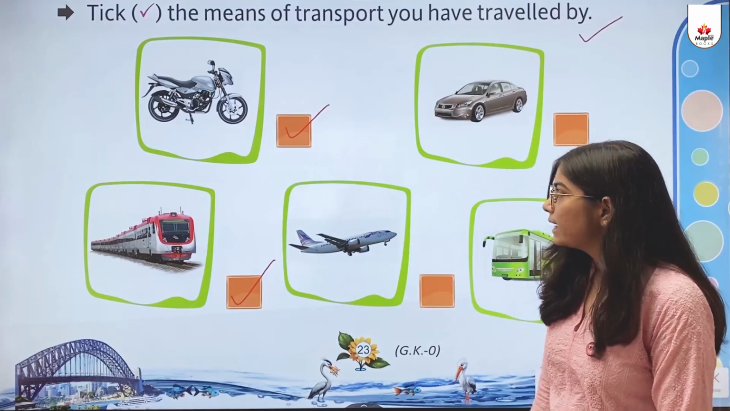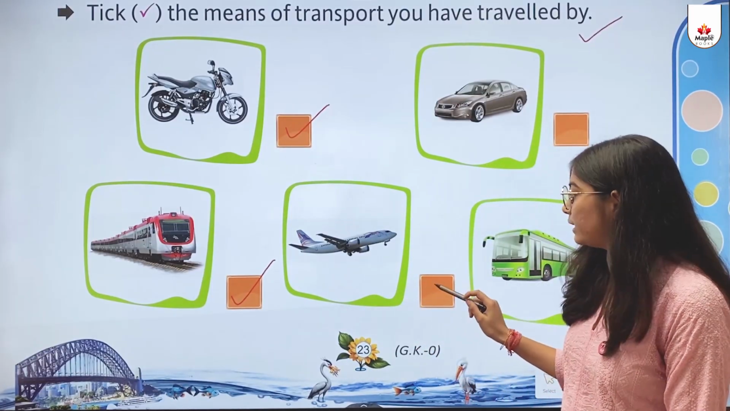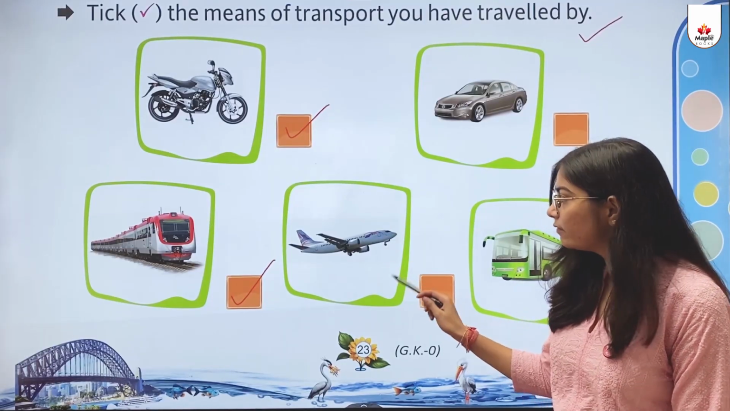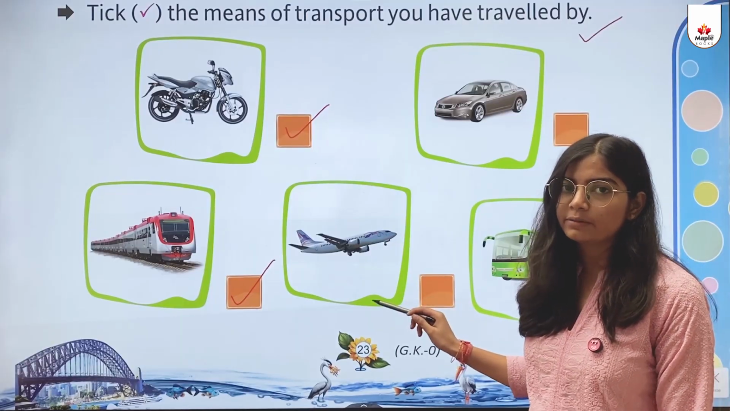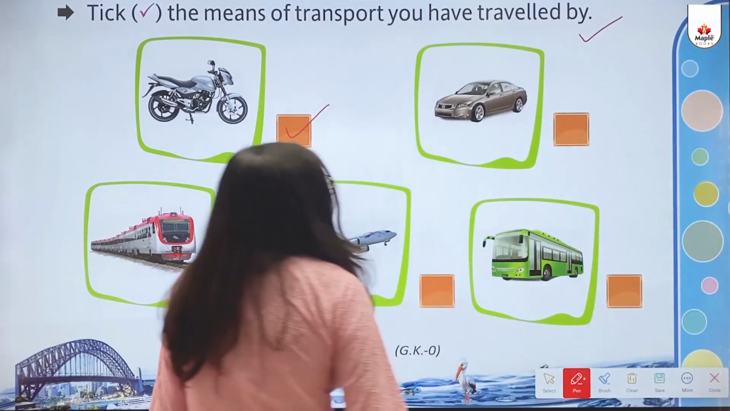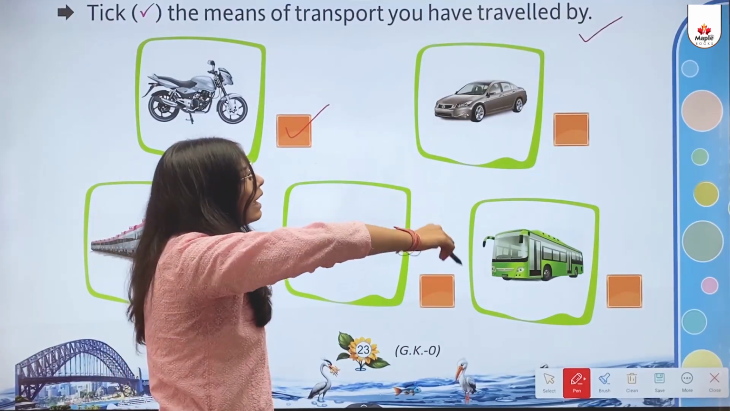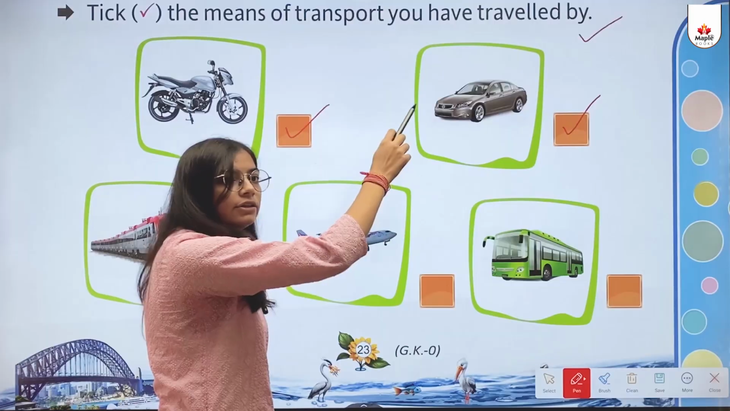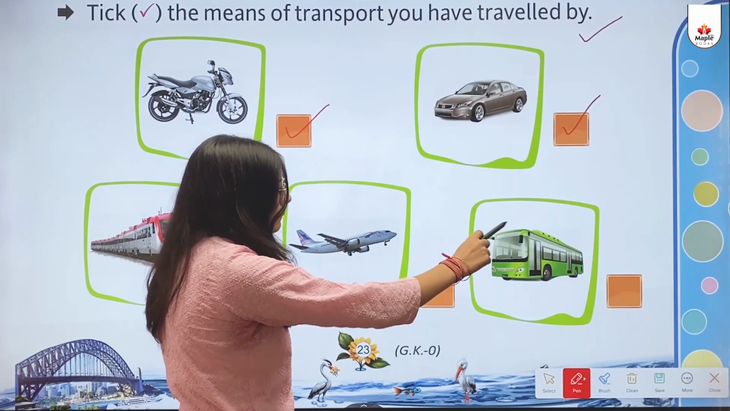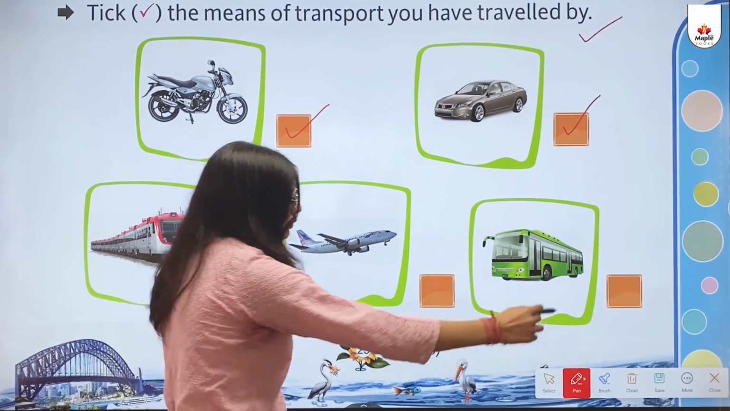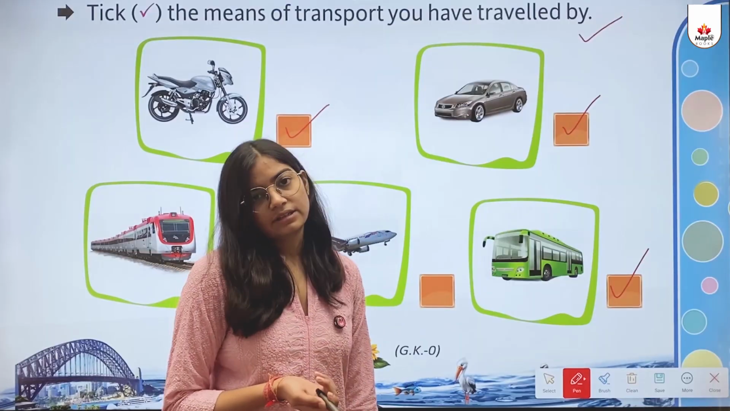Okay. Then there is airplane. I'll not put any mark here because I haven't traveled by airplane. You can put tick here if you travel by it. Okay. Now there is a car. I'll put tick here because I used car in traveling. Okay. Now there is a bus. I'll put tick here again because I used bus in traveling.